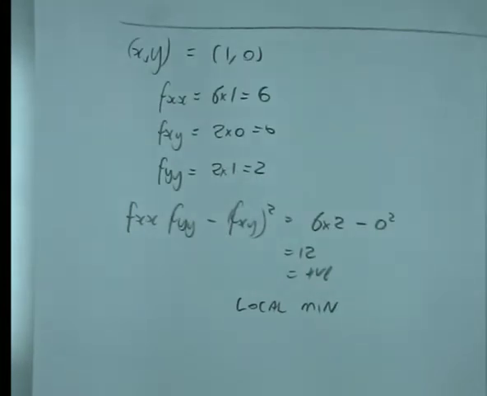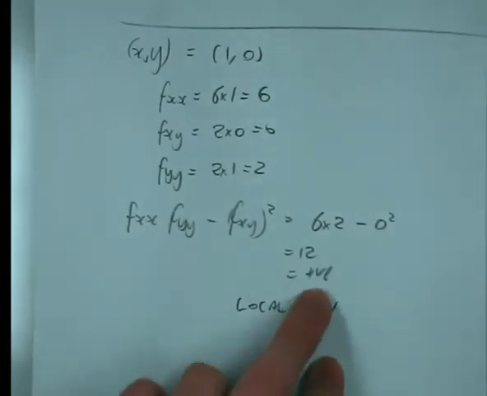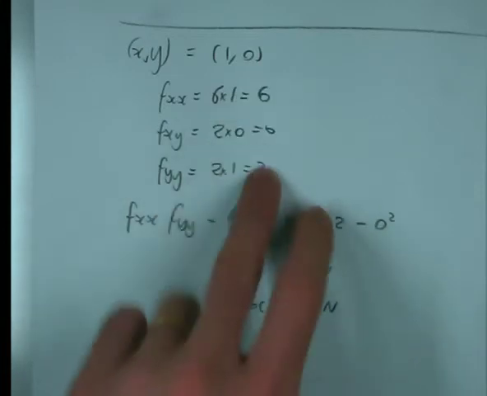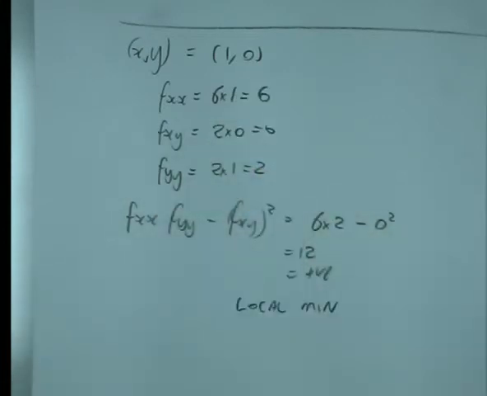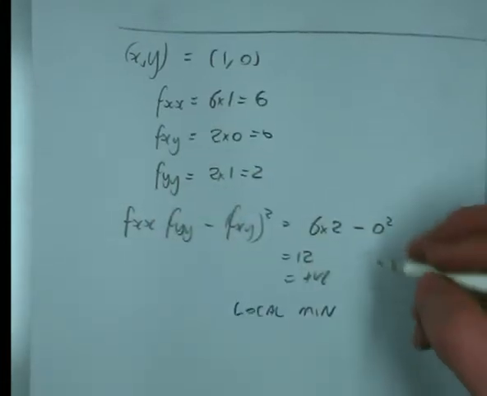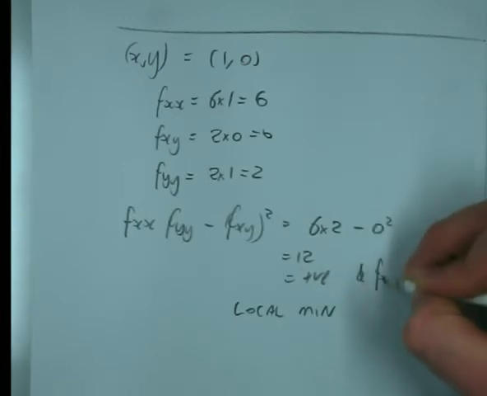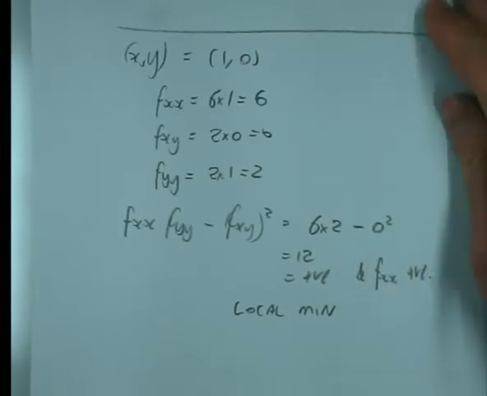Technically I should go back and say, well, I got a positive answer, and I go back here and both of them are positive, so it's a local minimum. Okay, and fxx is positive as well, and so therefore it's a local minimum.